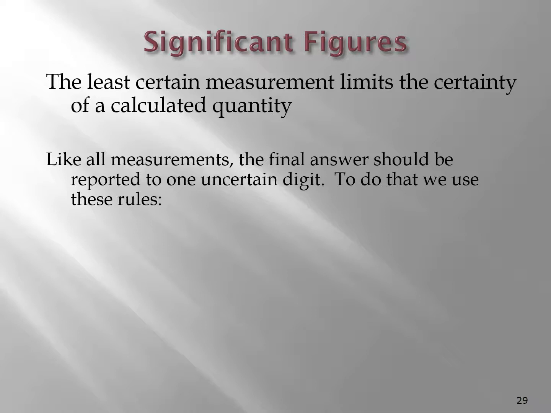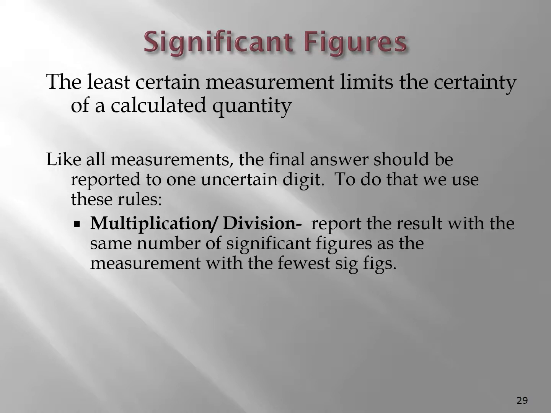So we use these rules. Okay, if you're multiplying or dividing, you report the result with the same number of significant figures as the measurement with the fewest significant figures. So if you're multiplying a number with 2 sig figs and another with 3 sig figs, your answer should only have 2. And actually, in the density example a few slides ago, notice that the mass had 4 significant figures, the volume had 3 significant figures, so my final answer had 3 significant figures, because you can't have more than the least significant number in the problem.